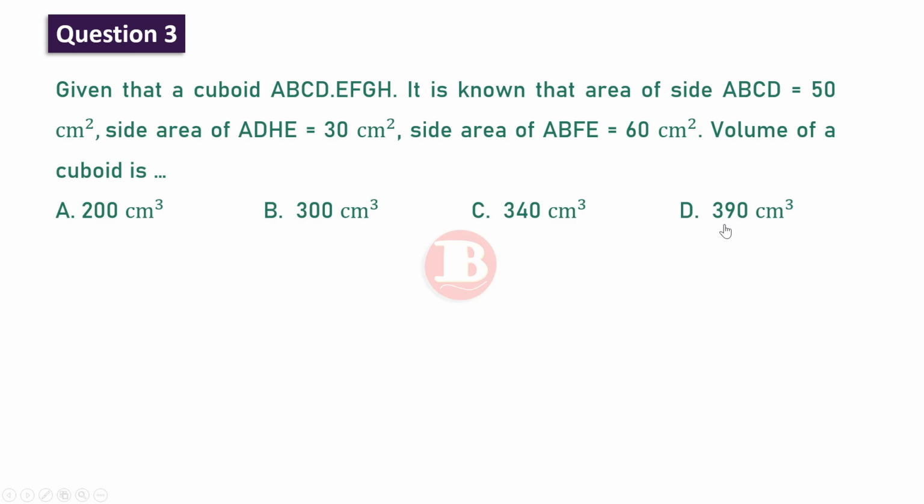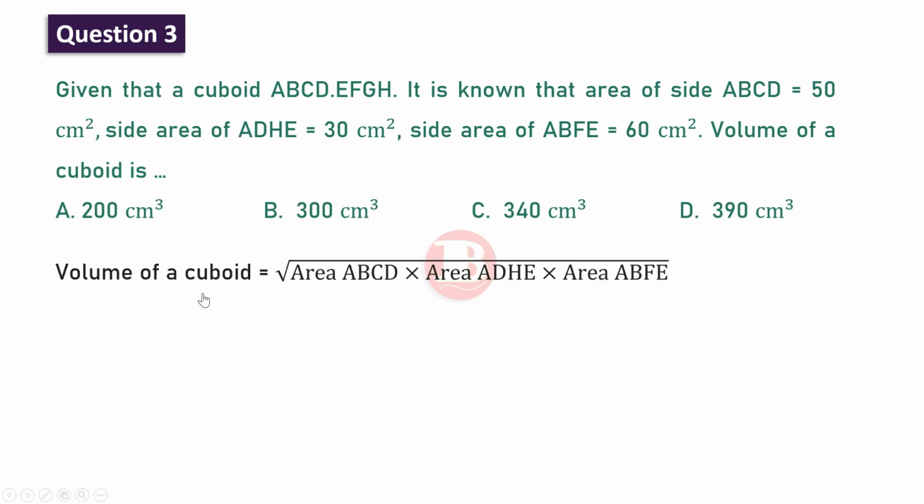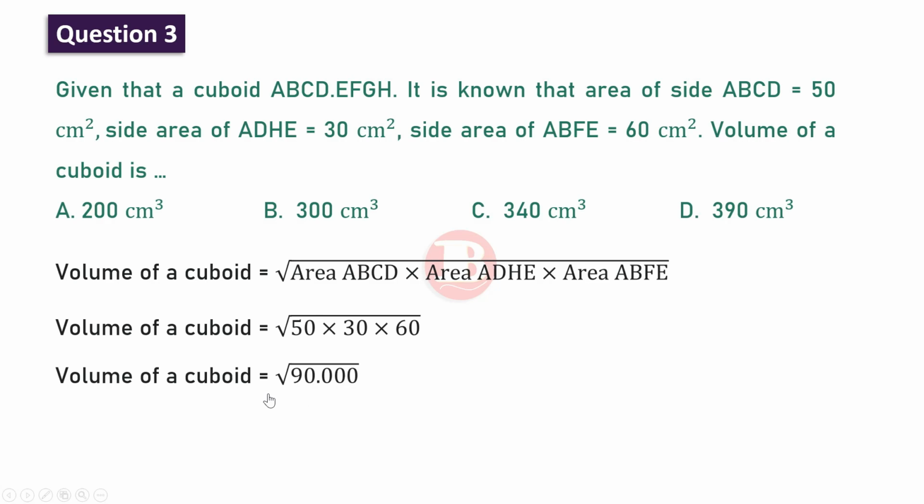Volume of a cuboid equals the square root of area of ABCD times area of ADHE times area of ABFE. Volume of a cuboid equals the square root of 50 times 30 times 60. Volume of a cuboid equals the square root of 9,000. Volume of a cuboid equals 300 cubic centimeter. So, the answer is B, 300 cubic centimeter.